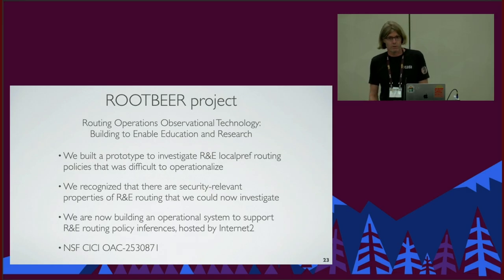But part of the Root Beer project, which is the part that we're now beginning, we consider that what I've just described is a proof of concept. So we built a prototype system to investigate this local preference question, but it was very difficult to operationalize. We needed someone logging into routers, we needed someone logging into systems to send the ping packets and so on. And we also recognise that there are security relevant properties of R&E networking that we want to better understand, that we can now investigate now that we've proved the concept.